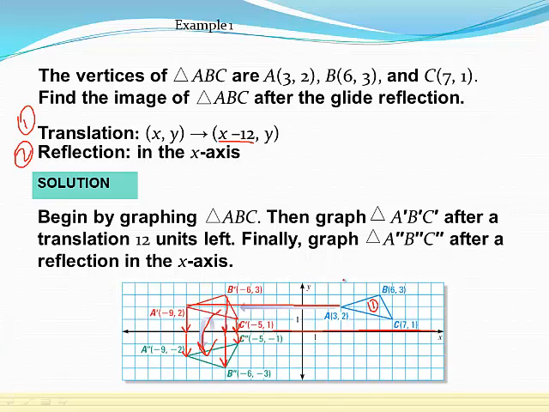Now the thing is, if you notice the prime notation, you have A, B, C becomes A prime, B prime, C prime, and the second time when you reflect it, that becomes A double prime, B double prime, C double prime. So I can see notationally that you do it twice. And that's basically it.